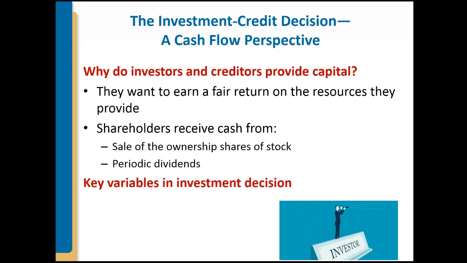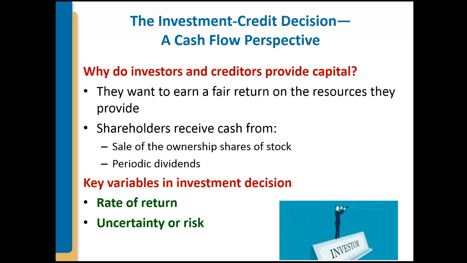Investors and creditors are willing to provide capital to a corporation by buying stocks or bonds only if they expect to receive a return on their investment. They want to receive more cash from the corporation at some future date than they give the corporation, and that only makes sense. They should receive some benefit from investing in a company. A corporation's shareholders will receive cash from their investment through the ultimate sale of the ownership shares of stock. Also, many corporations distribute cash to their shareholders in the form of dividends.